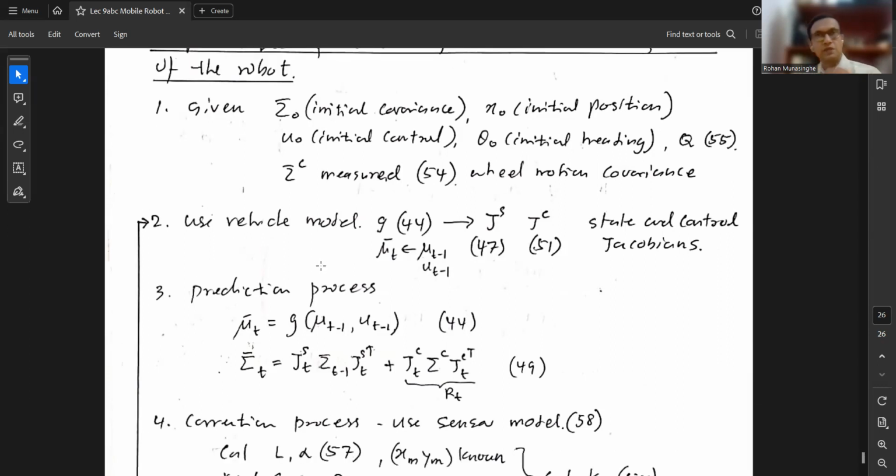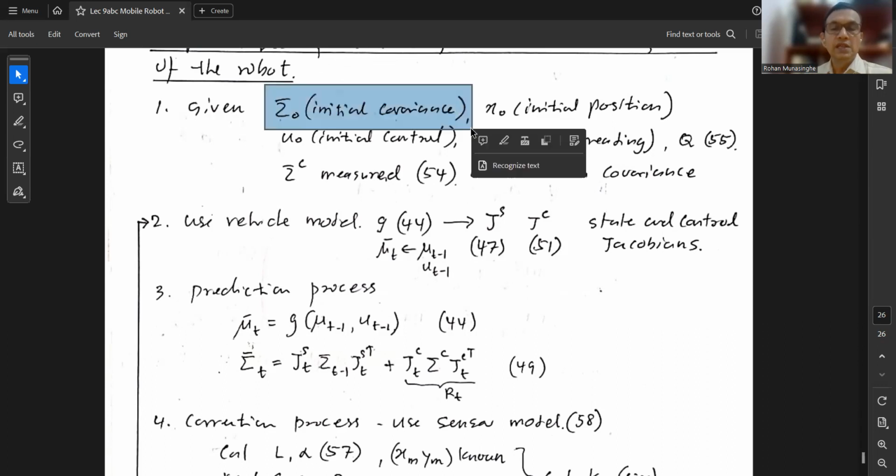So this is how you implement extended Kalman filter for localization. Number one, you need epsilon 0. What is that? Initial covariance. Where is my robot? If you look at the initial distribution, it has a mean, probably you can say mean 0. What is the standard deviation? You can put some random number if you want initially, because when you don't have anything.